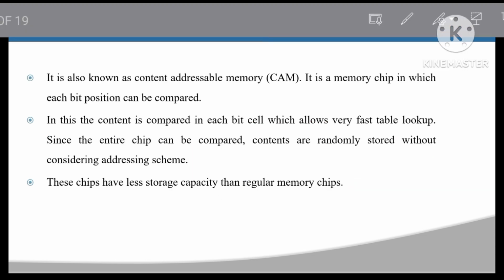Now let us see what associative memory means. It is also known as content addressable memory, or CAM. It is a memory chip in which each bit position can be compared. In this, content is compared in each bit cell, which allows very fast table lookup. Since the entire chip can be compared, contents are randomly stored without considering memory address schemes. These chips have less storage capacity than regular memory chips.